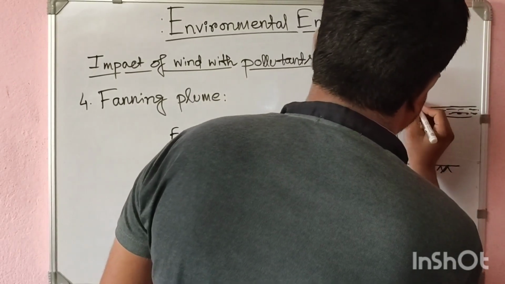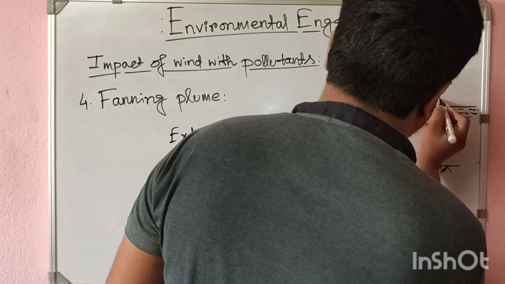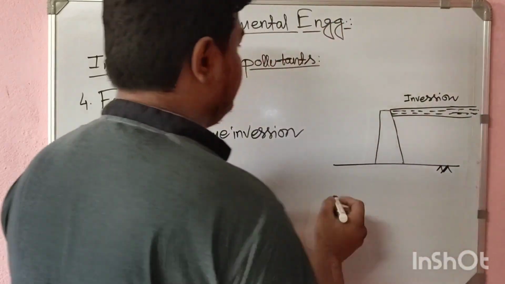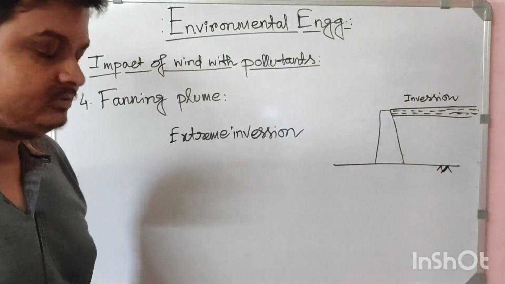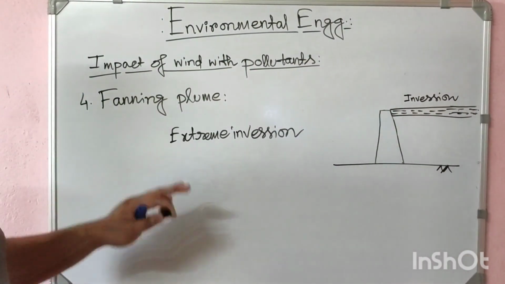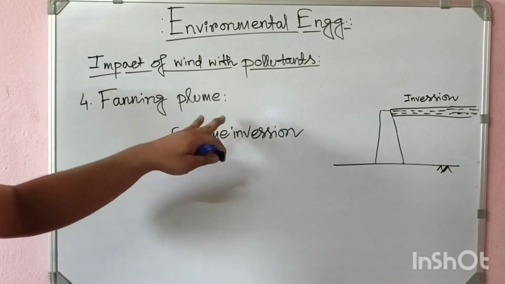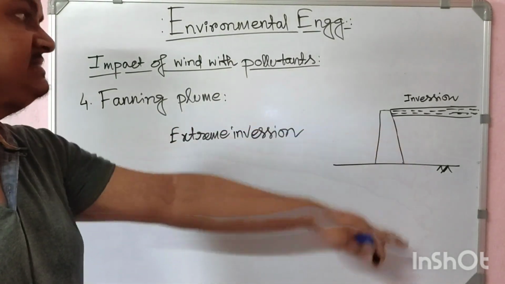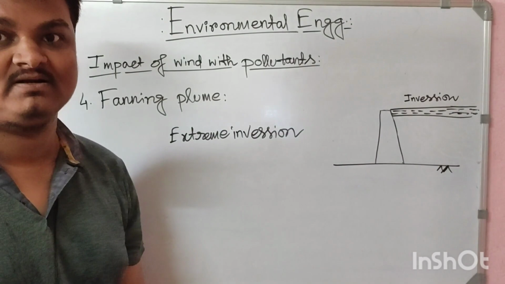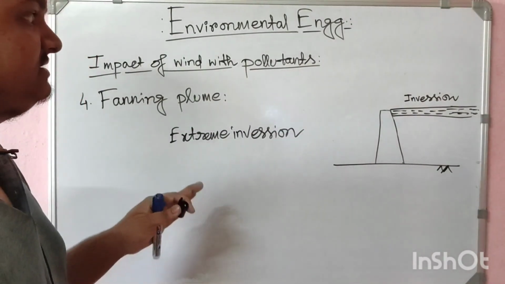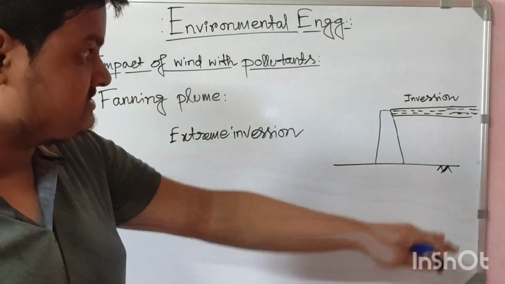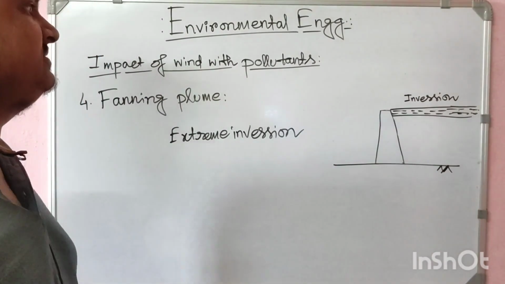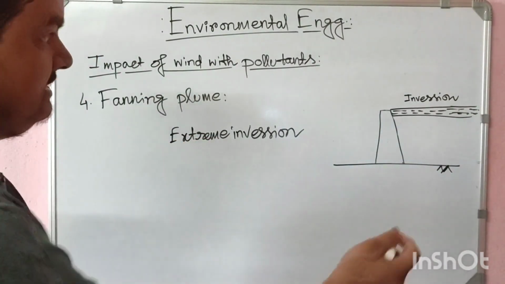So this is inversion, okay, and this is also inversion, this also. Because of the extreme inversion, the gaseous pollutants do not disperse with the height. It disperses with the horizontal, like continuous dispersion with respect to the horizontal, like that.